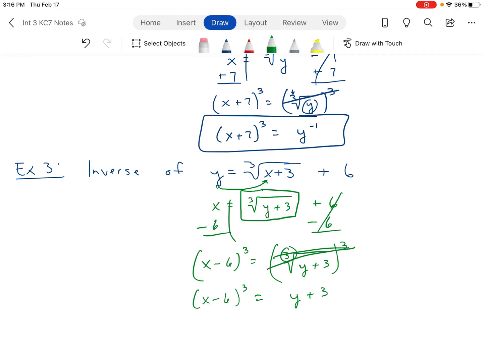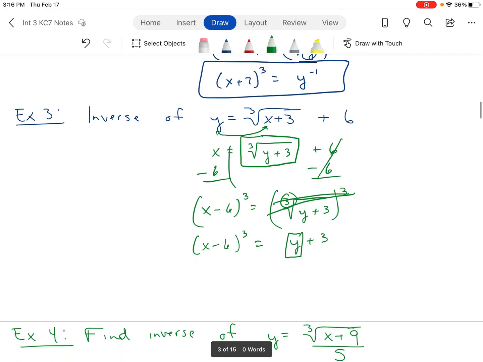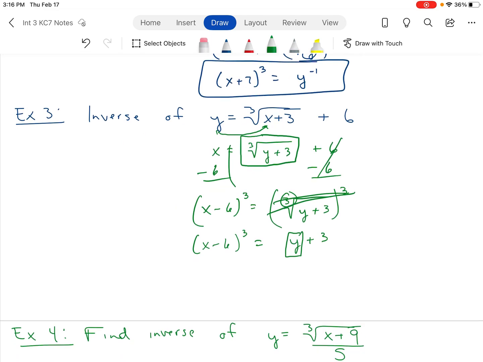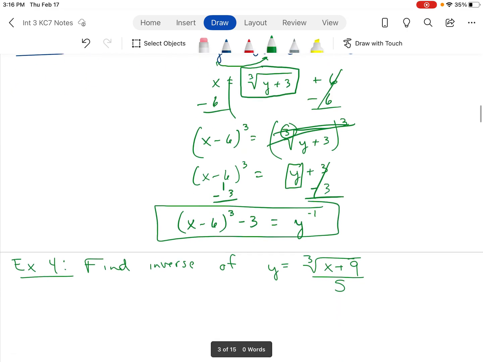Okay, now y is still not by itself. I have to get rid of that plus 3. So I'm going to subtract 3 from both sides. Now be careful, okay? When you do this, do not combine these two. They are not the same thing. I mean, they both are constants, but that 6 is with the x inside the parentheses. So you can't just subtract a random 3. So what you're going to do is rewrite it with the 3 in the back. Now y is by itself, which is my inverse.